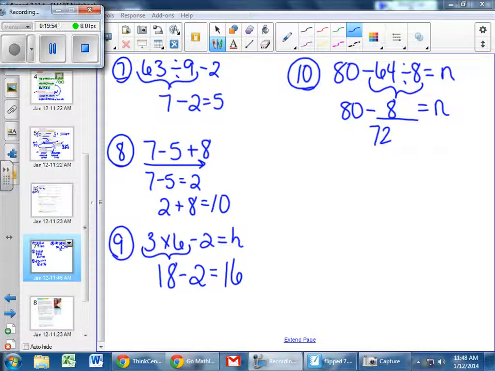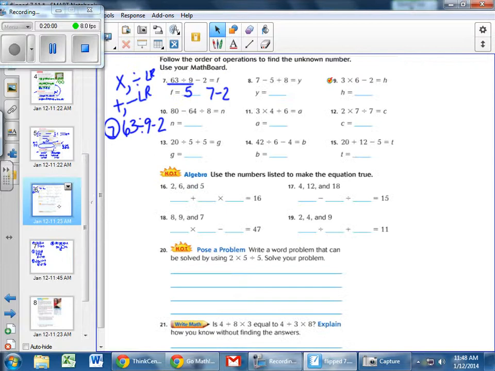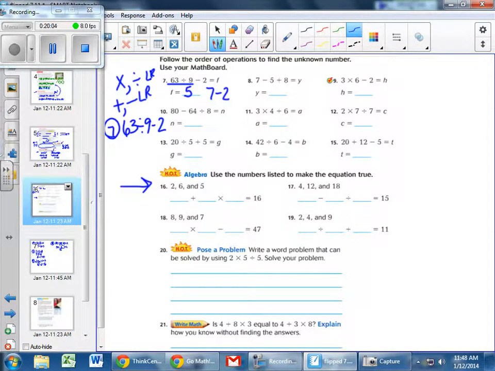Okay? I want you to skip down real fast to the hot problems. Use the numbers listed to make the equation true. So again, you probably don't want to use scratch paper because you might have to do these a couple of times. Using the order of operations, multiply and divide left to right, subtract left to right, you're going to use these three numbers to get to this answer.